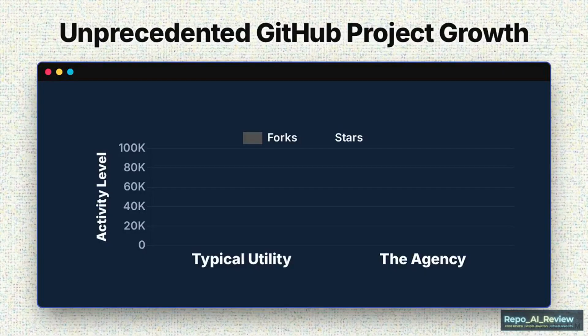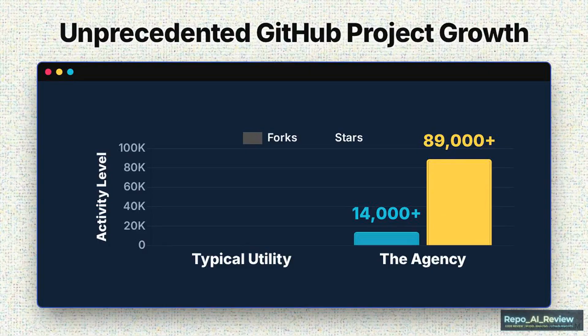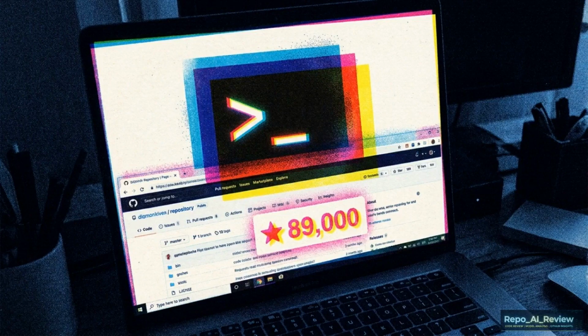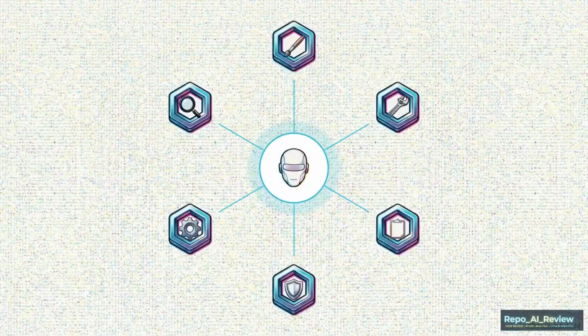This chart shows the volume of interest. While a standard utility repo might get a few hundred forks, this project has reached over 14,000 forks and 89,000 stars. Despite that massive scale, it remains an under-the-radar resource for most mainstream developers. This repository moves away from the standard prompt library model. It focuses on a system that manages AI intelligence through specialization.